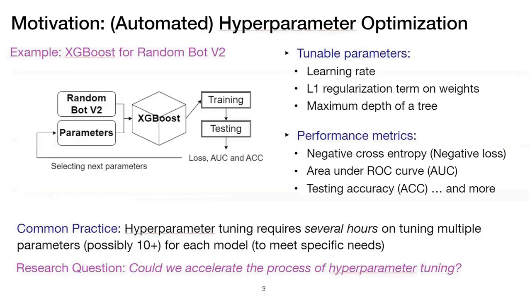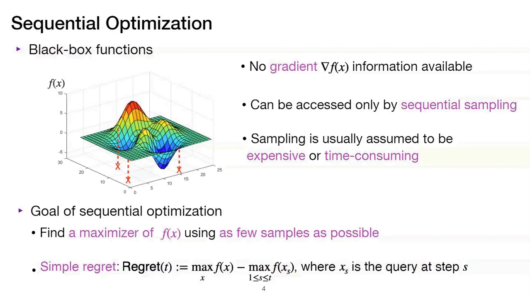Let's start with a scheme of hyperparameter tuning of XGBoost or random forest V2. This figure presents the loop of hyperparameter tuning and the parameters, including the learning rate, the L1 regularization term, and the maximum depth of the tree. The performance metrics we consider could be the negative loss, the area under the ROC curve, and the testing accuracy. We introduce the property and the goal of sequential optimization here.